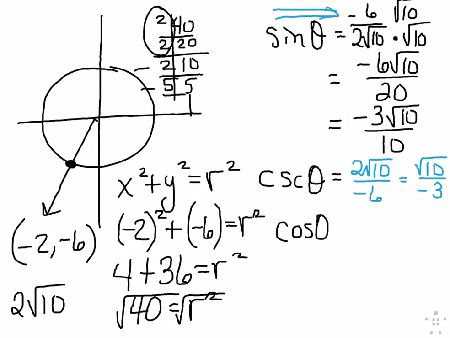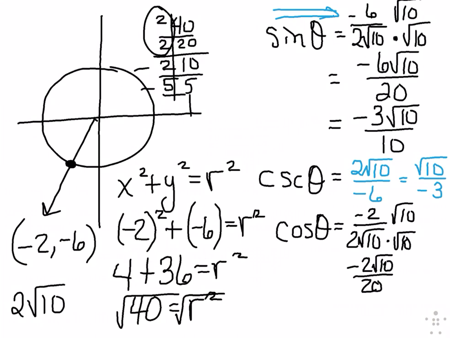Cosine, according to the chart, is now the x coordinate over the r. What's the x coordinate? -2 over 2 root 10. Once again, can you have root 10 on the bottom? No. So I end up with -2 root 10 over 20. Can I reduce that? Yeah. And if I do, I get negative root 10 over 10.